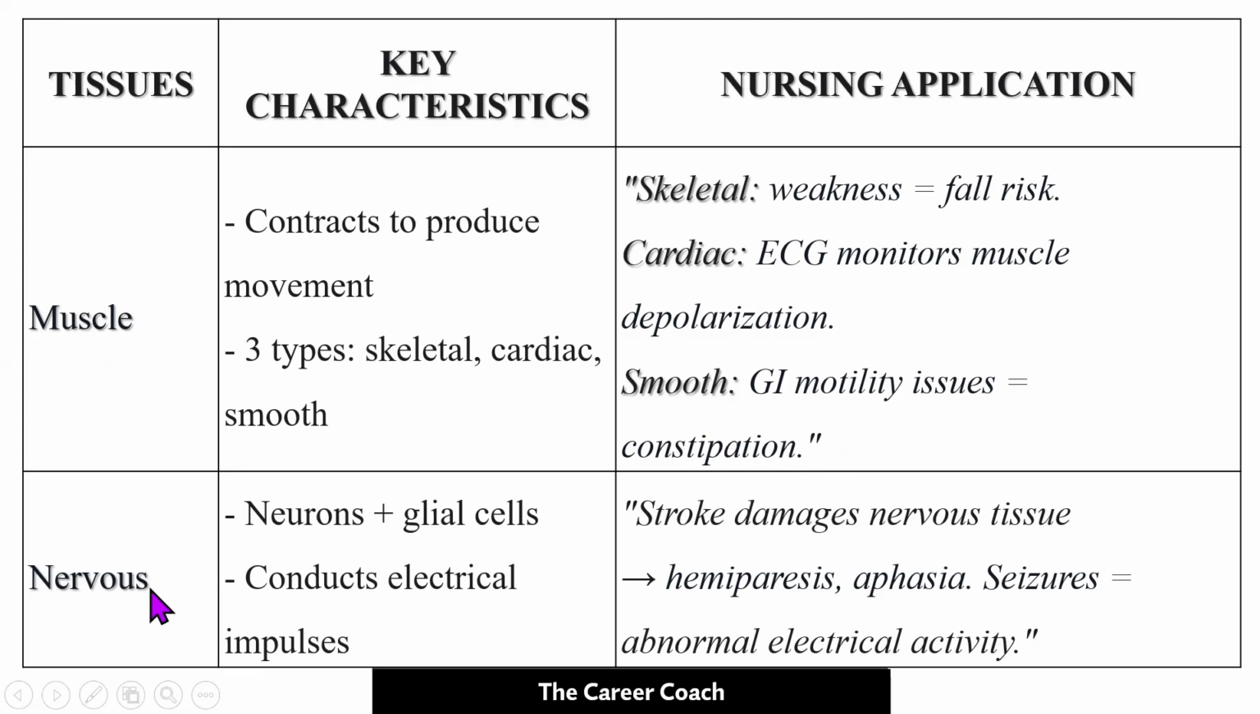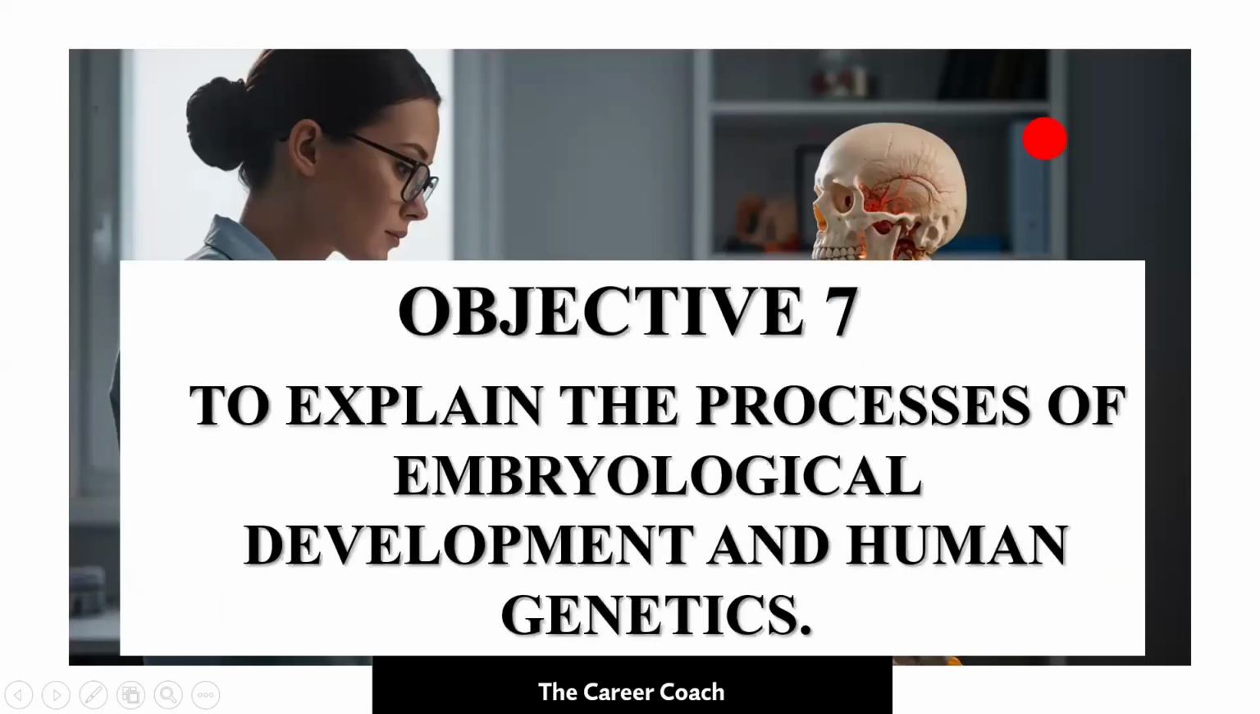The next tissue we'll discuss is the nervous tissues. It involves neurons and glial cells. It conducts electrical impulses. Nursing application of nervous tissues. Stroke damages nervous tissues, leading to hemiparesis and aphasia. Also, with regards to nervous system, there could be seizures. Seizures simply means abnormal electrical activities.